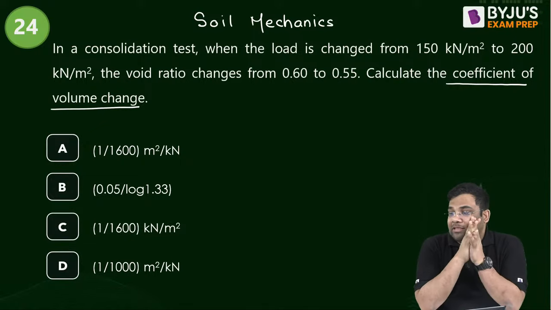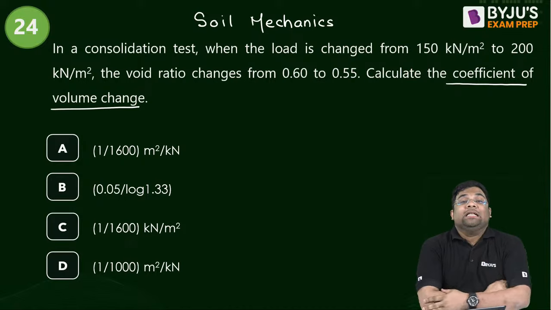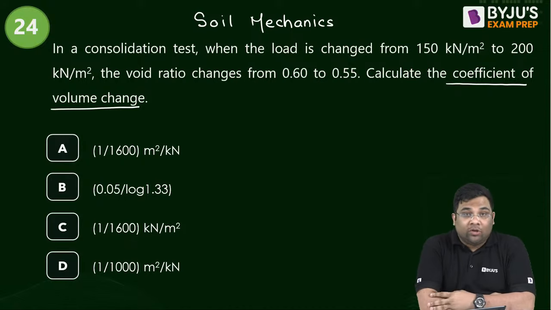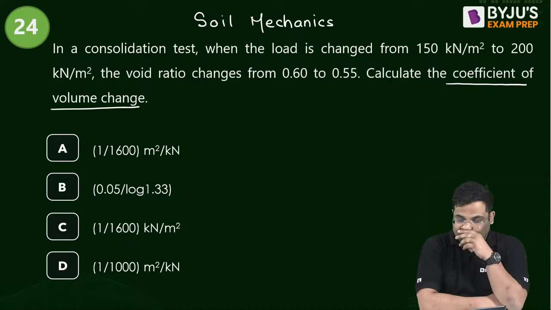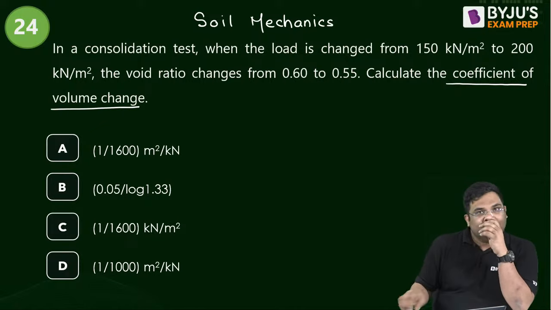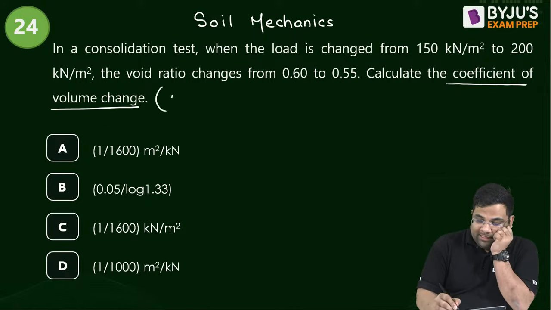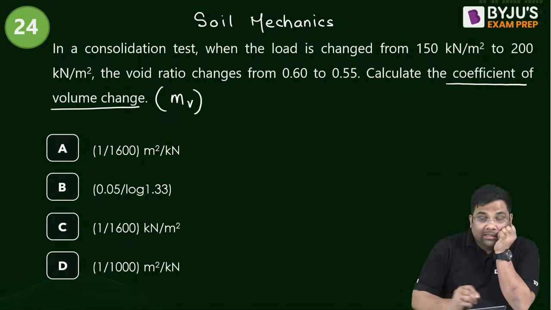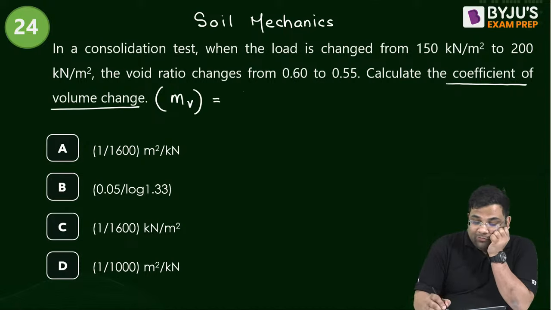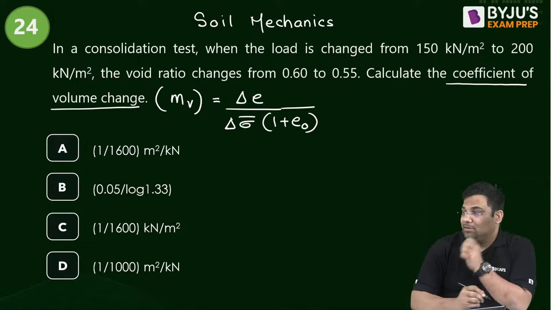Now we have solved many questions like this when we were discussing the objective questions for your soil mechanics, right? What is asked here? mv is asked, no? Yes, it is mv. mv is what? Delta e by delta sigma into 1 plus e naught, right? So what is the answer?